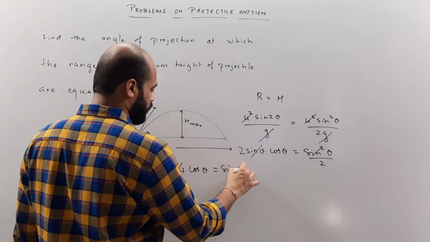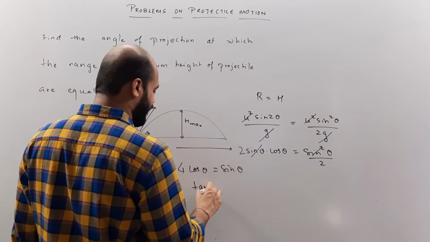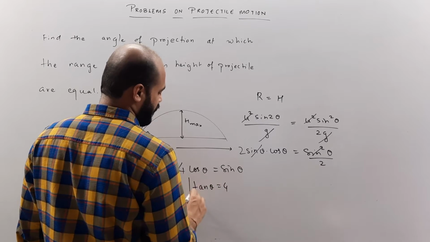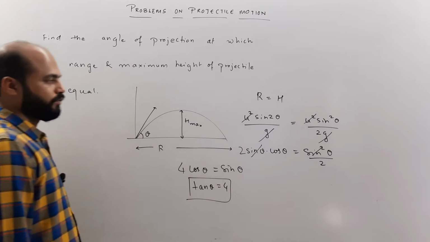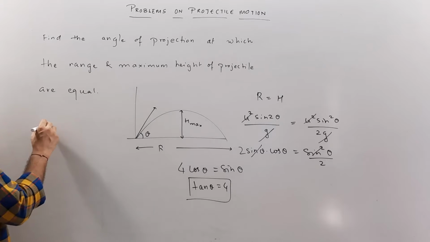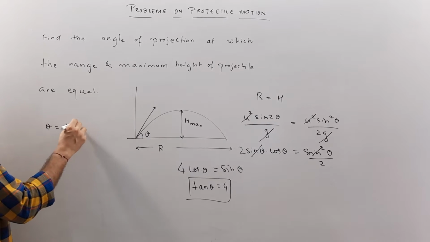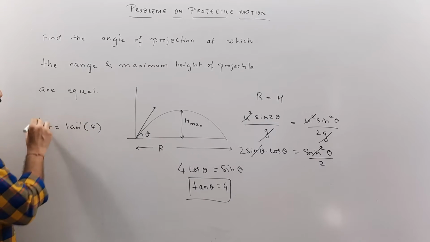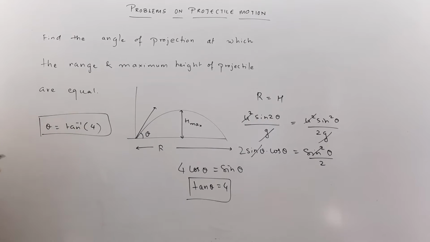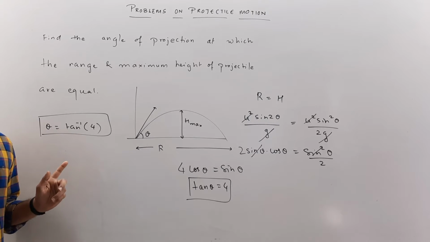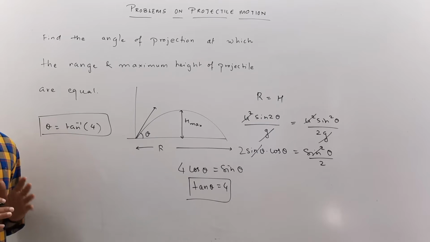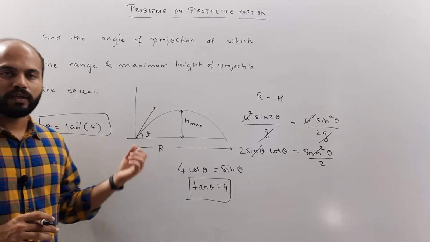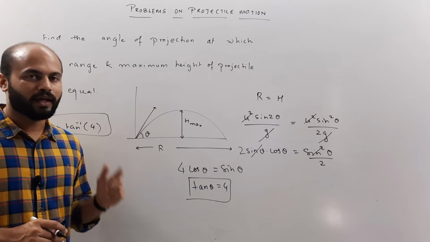So naturally what remains is a condition like 4 cos theta is equal to sine theta, or we can get a condition like tan theta is equal to 4, which means that theta is tan inverse of 4. Now the value of this precisely we can find with the help of trigonometric tables, but for now what this tells us is that if projected at this angle, when tan theta becomes 4, then we can get range equal to the maximum height. So that is the answer of this question.